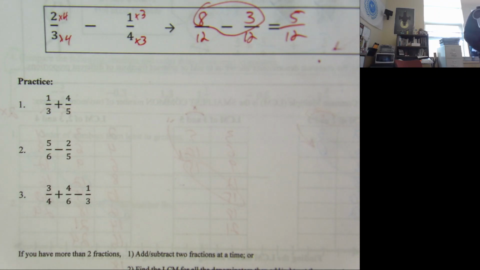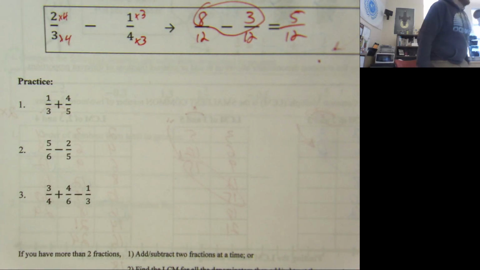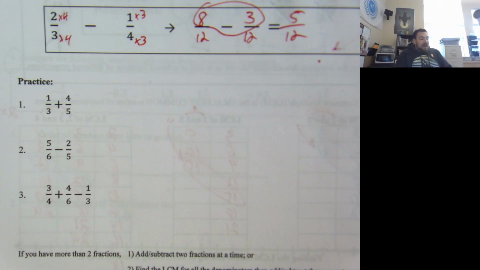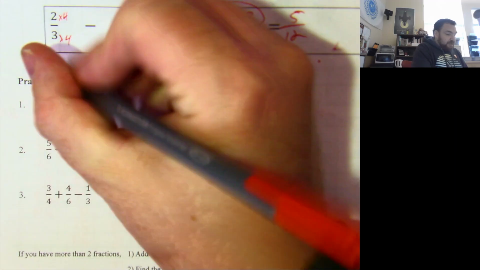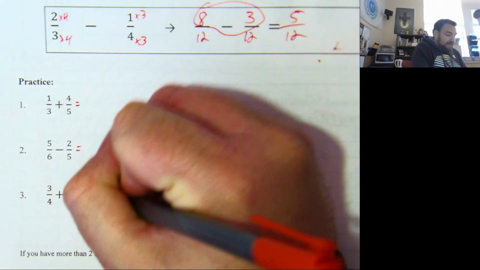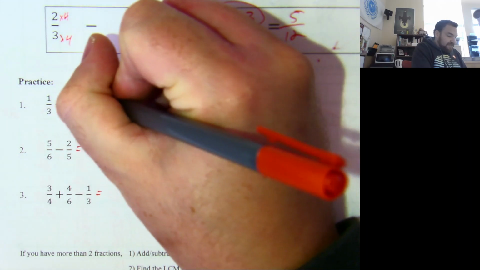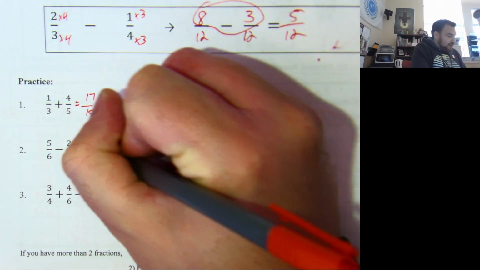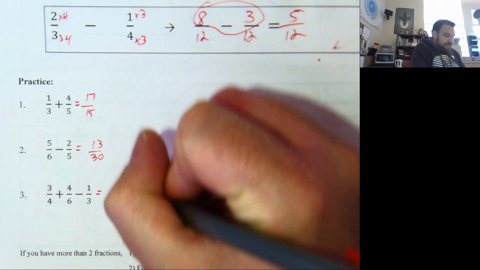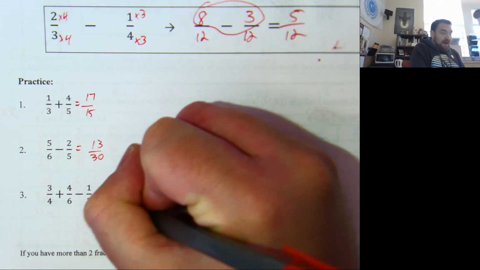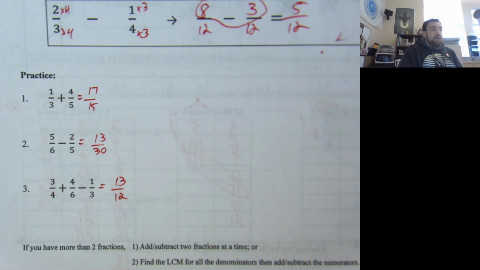Good. Okay, so a whole bunch of you guys are right there. I'm going to write down what the answers are, and if anyone wants me to do them in detail, I can. What the vast majority of you ended up getting was 17 over 15, 13 over 30, and 13 over 12. Does anyone want me to do any of those 3 questions?